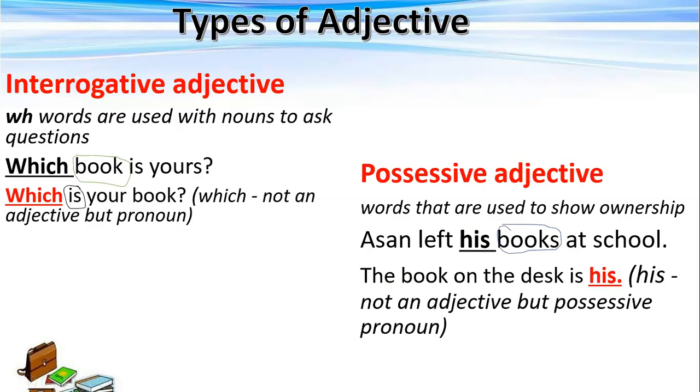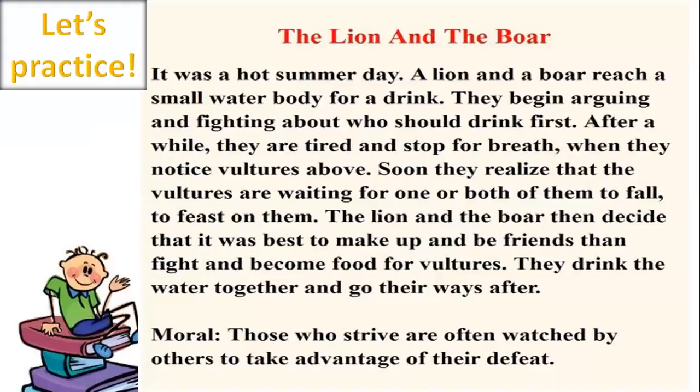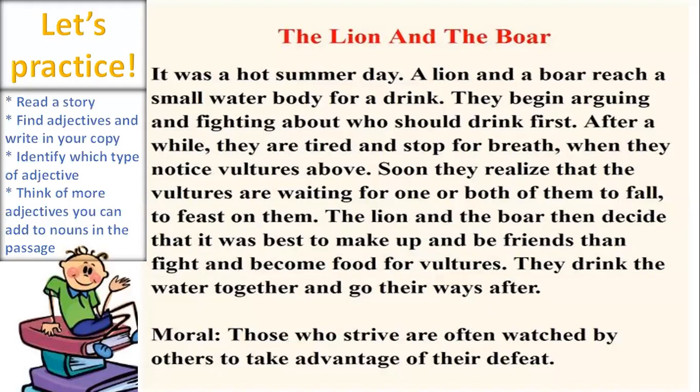Now it's time to practice. So there is a short story here for you to read. The task: you have to read the story and find adjectives and list them down in your copy, okay? All adjectives used here. Then beside each adjective, you have to write what type of adjective it is. You have to identify which type of adjective. Then the next task is to think of more adjectives you can add to nouns in the passage. What kind of more adjectives can you add to the passage?